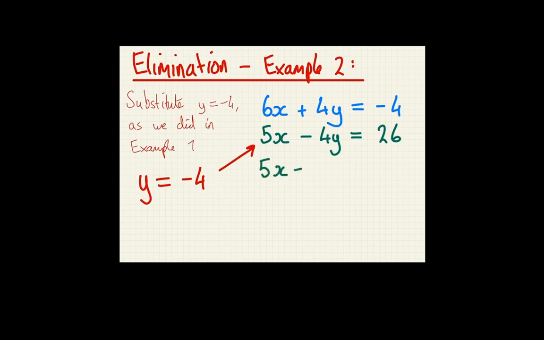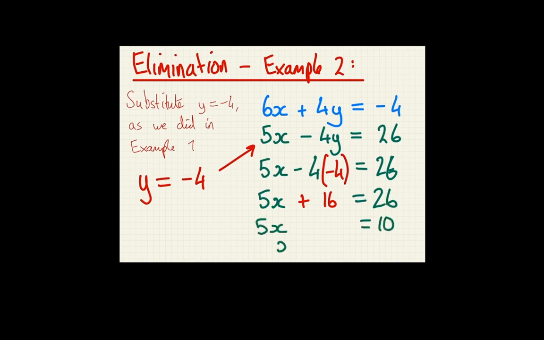5x minus, now be careful with your negatives, it's 4 lots of negative 4. We have 5x. 2 negatives make a positive, so that's plus 16. And then we subtract 16 from both sides. 5x is 10, x is 2.